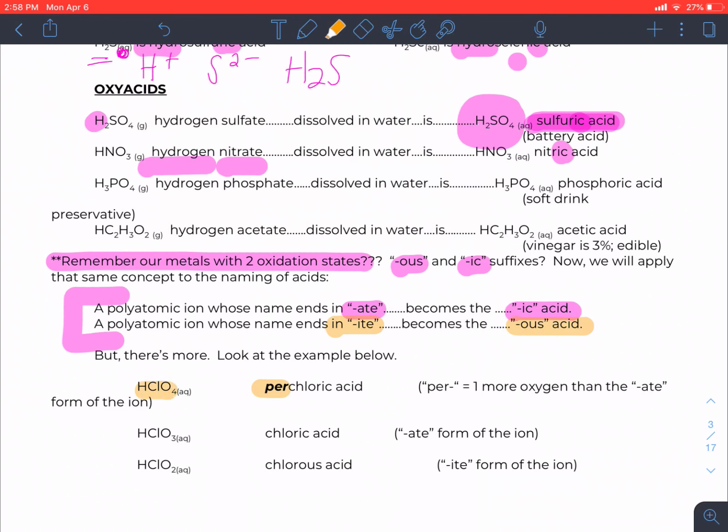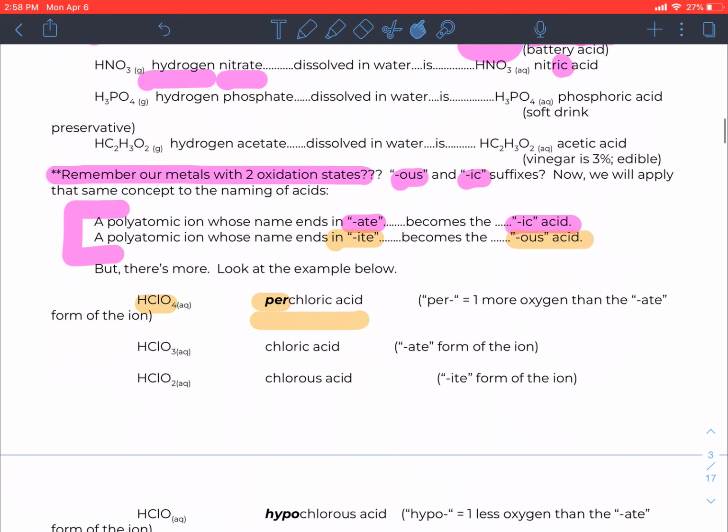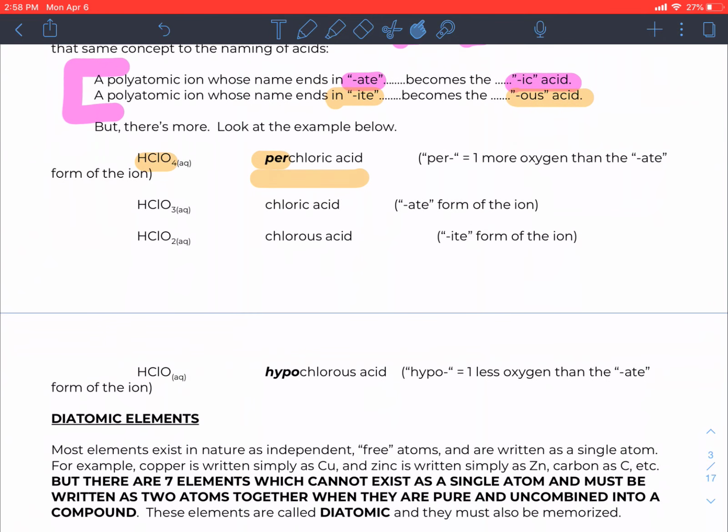So ClO4, this was the perchlorate ion, and so as an acid, it becomes perchloric acid. Same thing with hypo. That was the hypochlorite ion, and we're referring to this portion here. You have to be able to identify that that's hypochlorite. So if it's an acid, if it has that H in front and it's aqueous, it becomes hypochlorous acid.